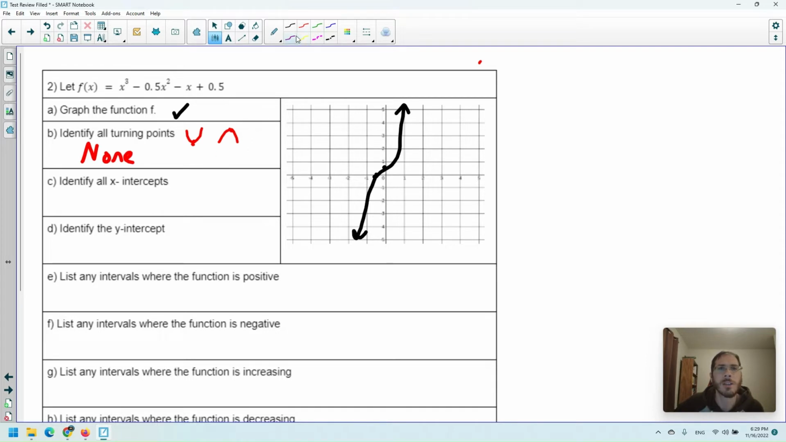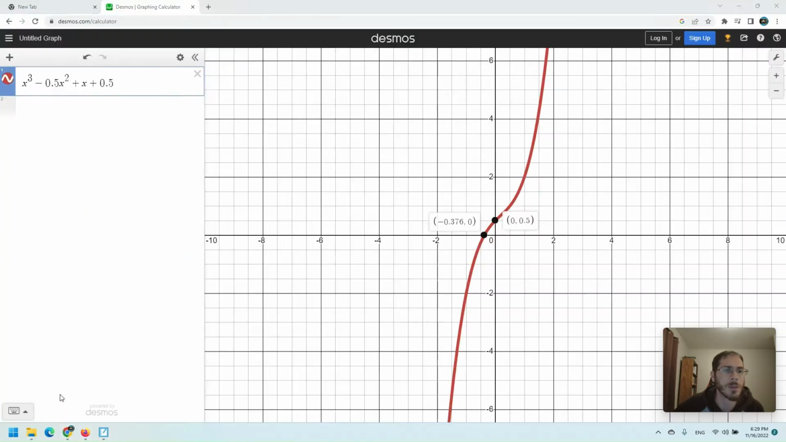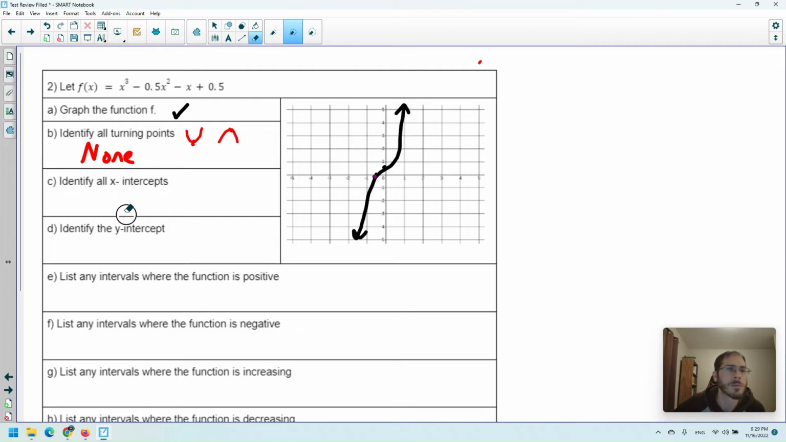Next, we have identify all x-intercepts. So the x-intercept is going to be right here. We just have to remind ourselves what it was: negative 0.376, comma 0. And then for the y-intercept, our y-intercept was right here. That was just at 0.5, so 0, comma 0.5.